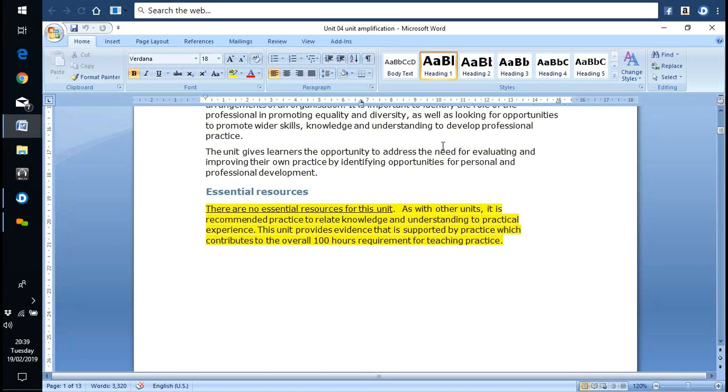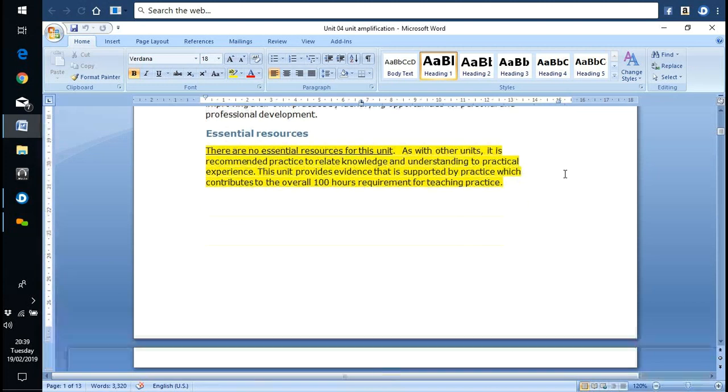The unit gives learners the opportunity to address the need for evaluating and improving their own practice by identifying opportunities for personal and professional development, which you've just done at the end of Unit 3, yeah? So it would be LO5, isn't it? Yeah, almost identical.